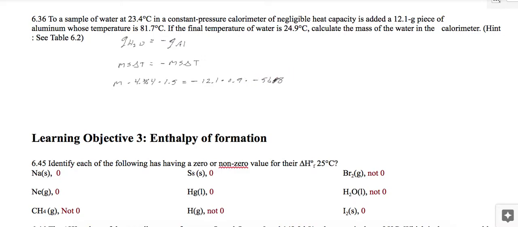Remember, the change in temperature always comes from final minus initial. The final is going to be this, 24.9. We start with an initial temperature of the water of 23.4, so it's 23.4 to 24.9. That's our change in temperature of the water.